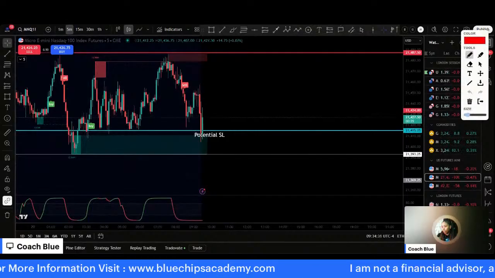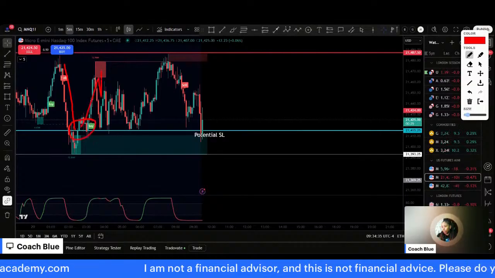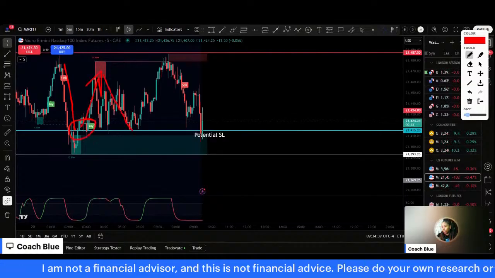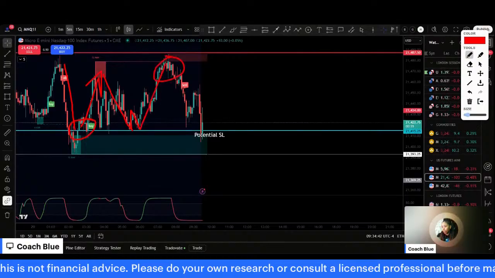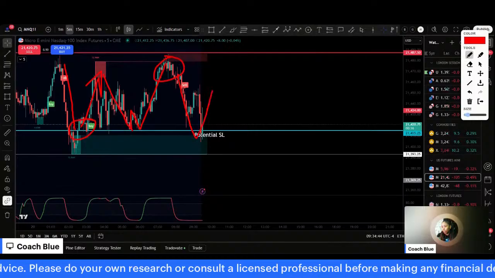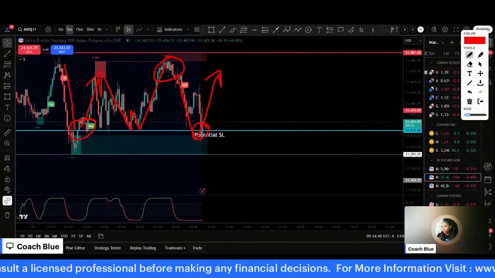right? So if we see here, when price came down to this area, what did it do? It pushed up. Price came back down to this area. We got a nice W here. What did it do? It pushed up. So it might be trying to do the same thing here. Came back to the same area and try to push up, but we'll see.